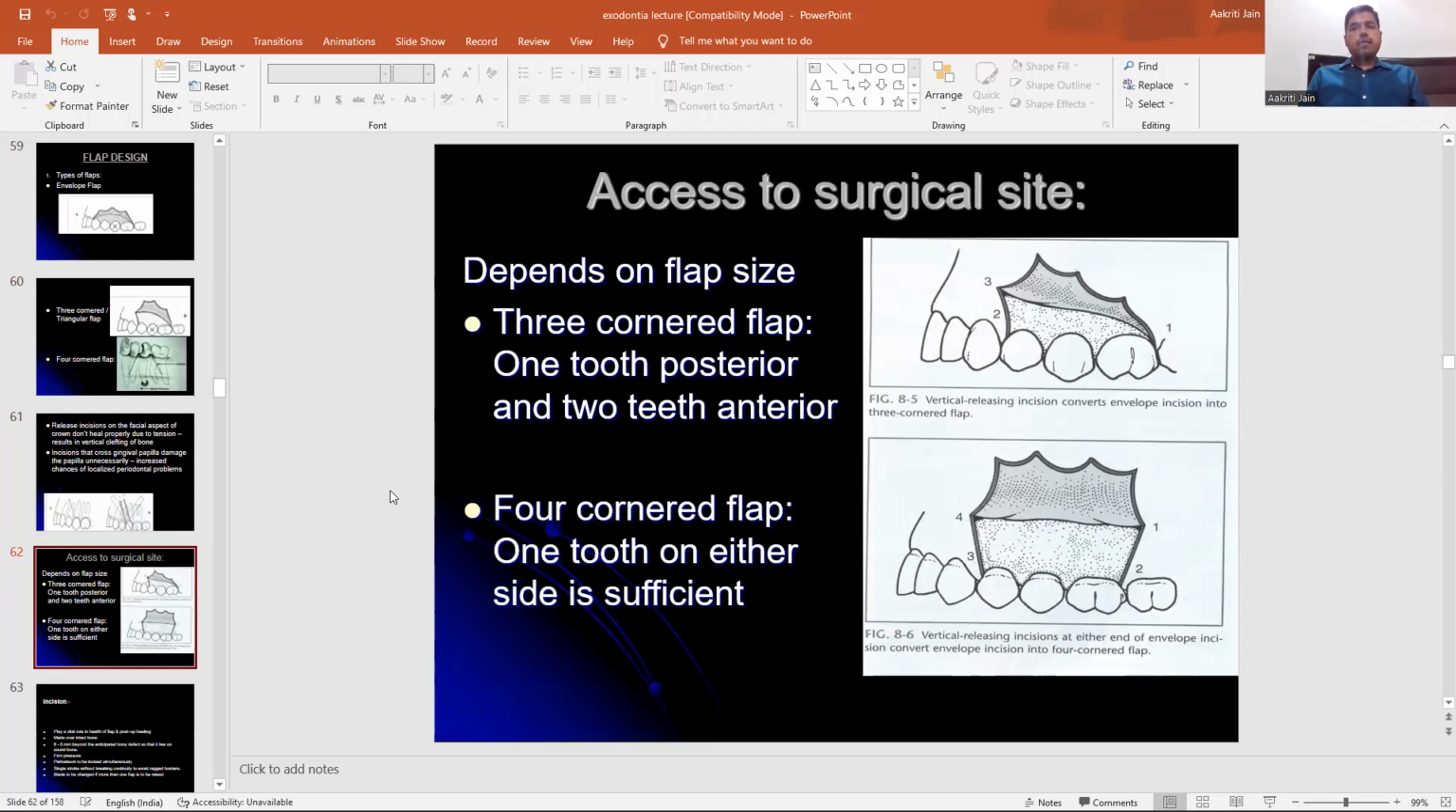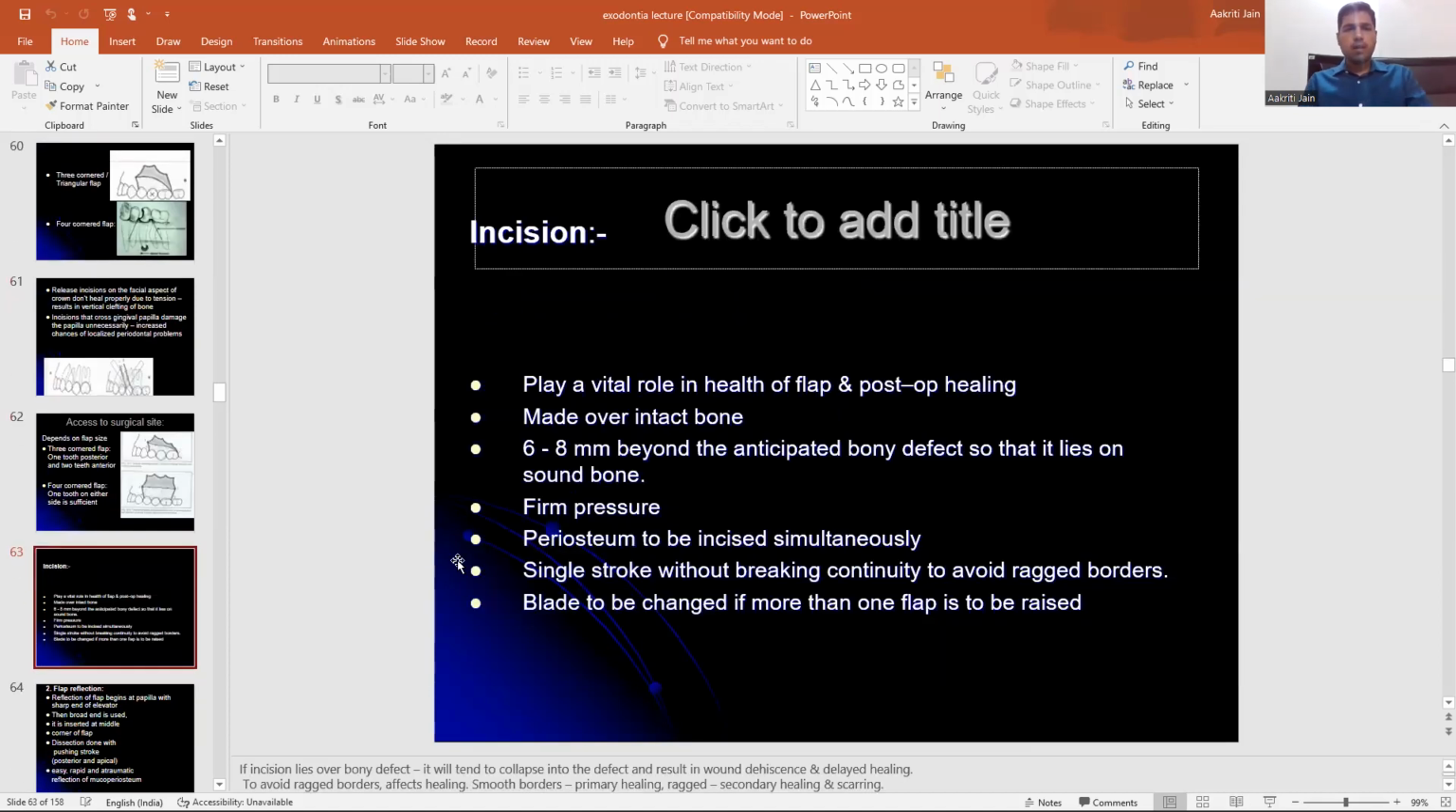Access to the surgical site depends on the flap size. For a 3-cornered flap, one tooth posterior and one tooth anterior. For a 4-cornered flap, one tooth on either side is sufficient. So this is the tooth on either side and this is the working tooth. Now we come to the incision of the flap.